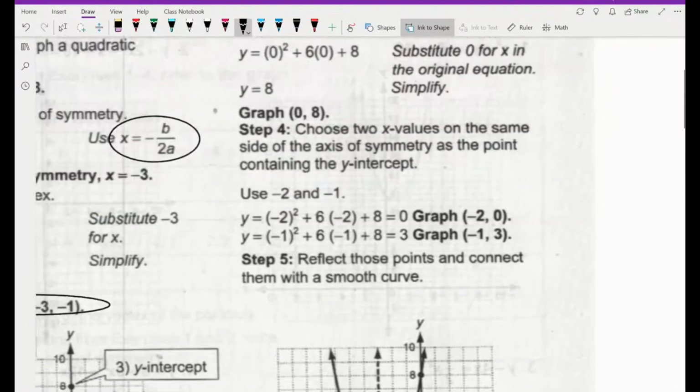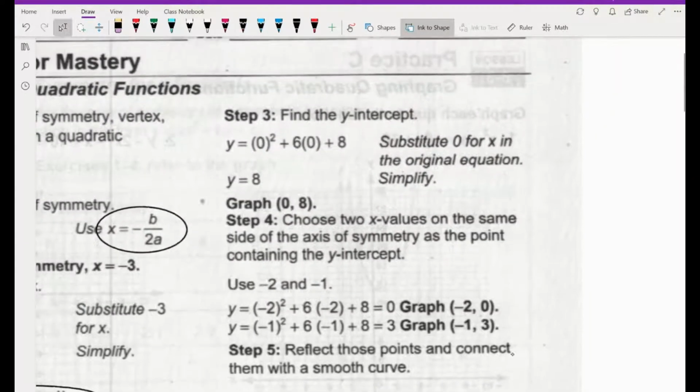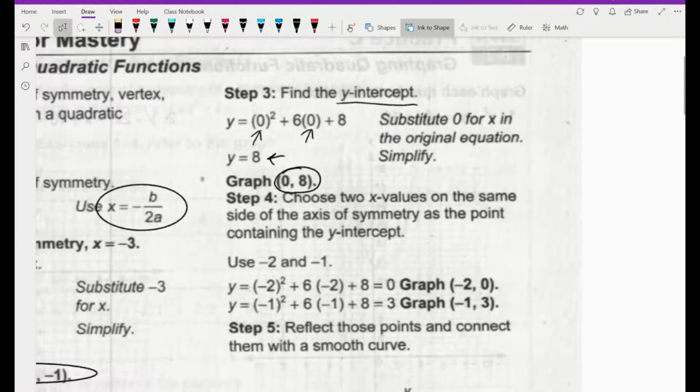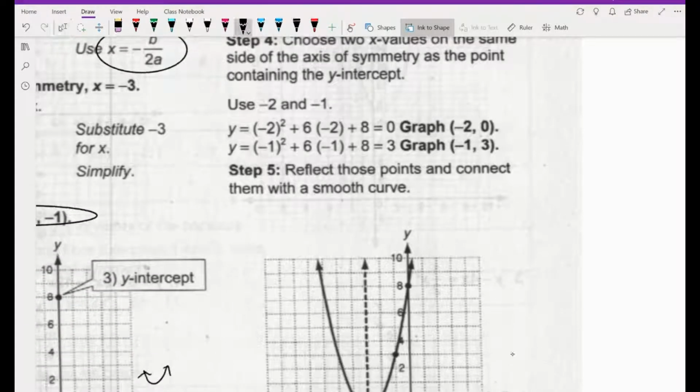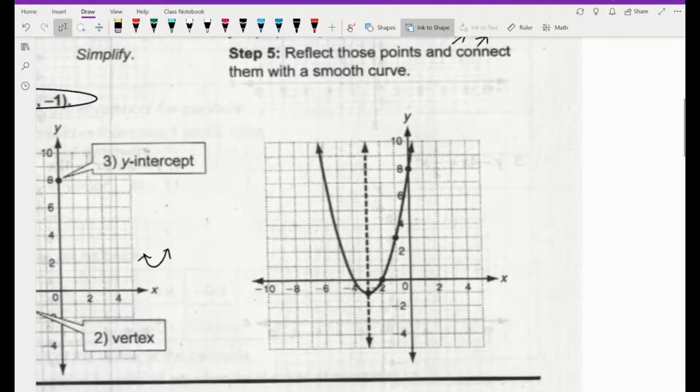They next found the y-intercept by plugging in 0 for x. See, in step 3, we find the y-intercept by plugging in 0 for x. And they got 8. So 0, 8 is the y-intercept. And here they just found a couple other points. See, they plugged in negative 2 for x, and then y equals 0. Then we plugged in x equals negative 1, and y equals 3. And you can see the points here.